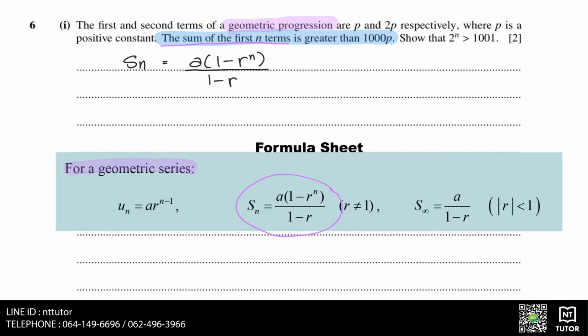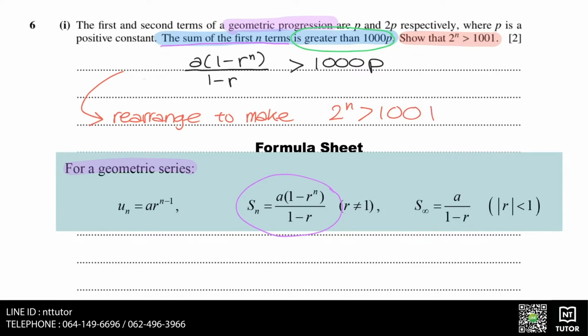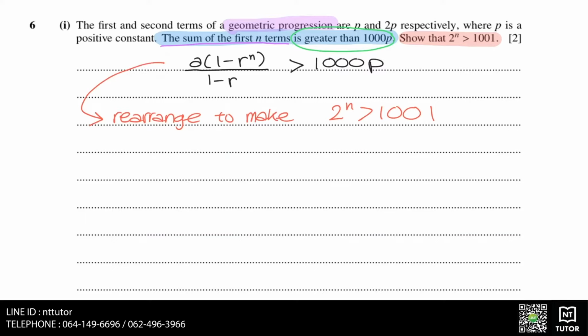Since the question says that the sum of the first n terms is greater than 1000p, this means that we can set this expression to be greater than 1000p and somehow try to rearrange it to make 2 to the power of n bigger than 1001. But if you compare the two expressions, the expression that we want does not have a p, does not have an r, and does not have an a.